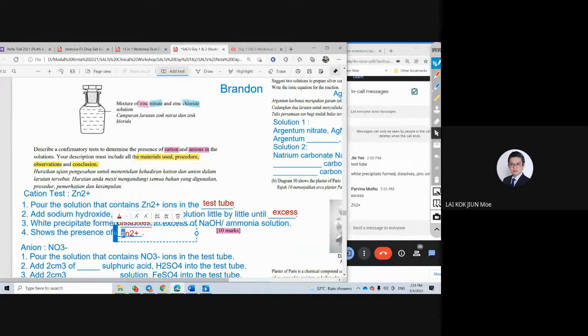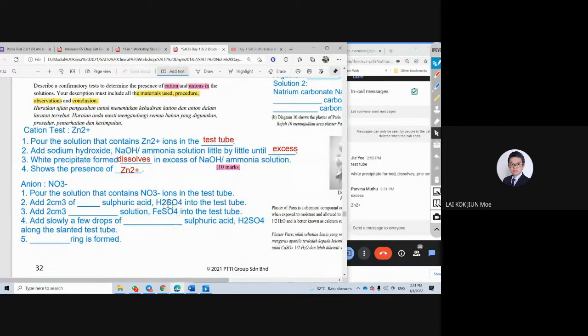Zn. Okay. So for the nitrate, also say so. Pour 2 cm3 of the what? You must specify the sulfuric acid. First, you use the dilute one, right? And then only you use the very concentrated. When you say dilute, you can say dilute means very small number lah. 0.001, you can use very dilute one. Okay. And also you have to add in the iron(II) sulfate solution.